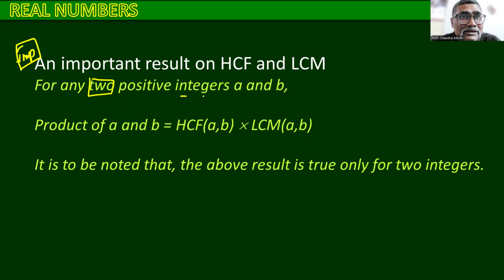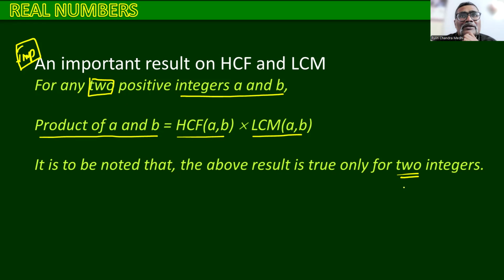So for any two positive integers A and B, the product of the numbers is equal to the product of HCF and LCM. Product of HCF and LCM. Very, very important. And it is to be noted, I have already noted also, that this result is true only for two integers, not for more than that. So I'll be using it, so I'll not take an example.